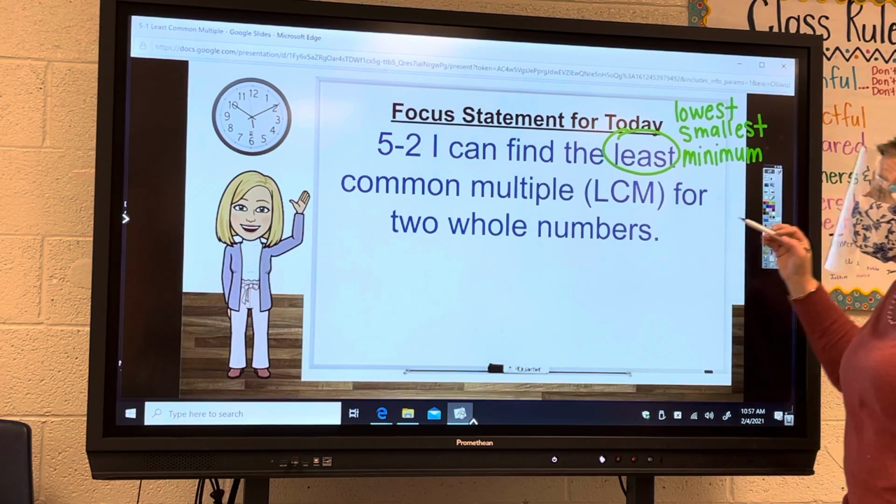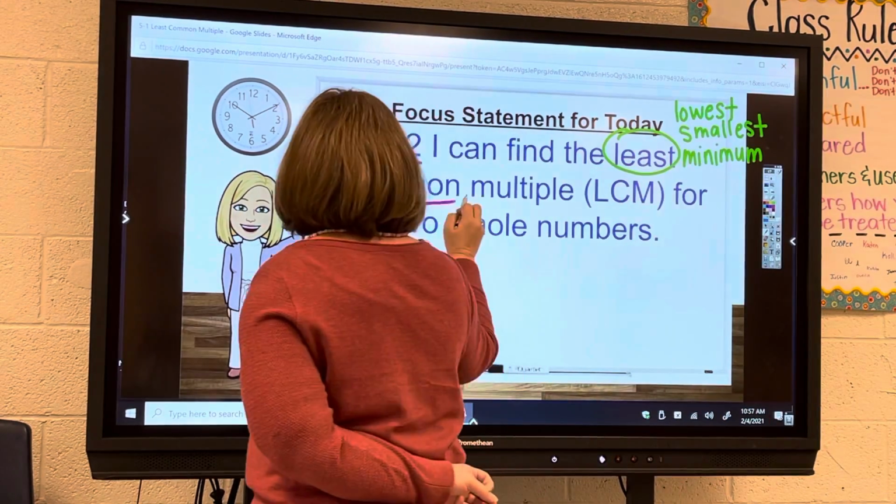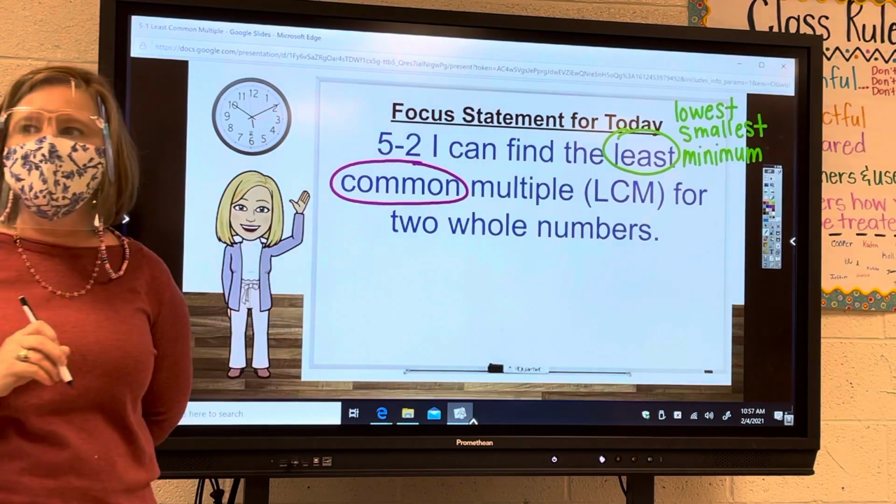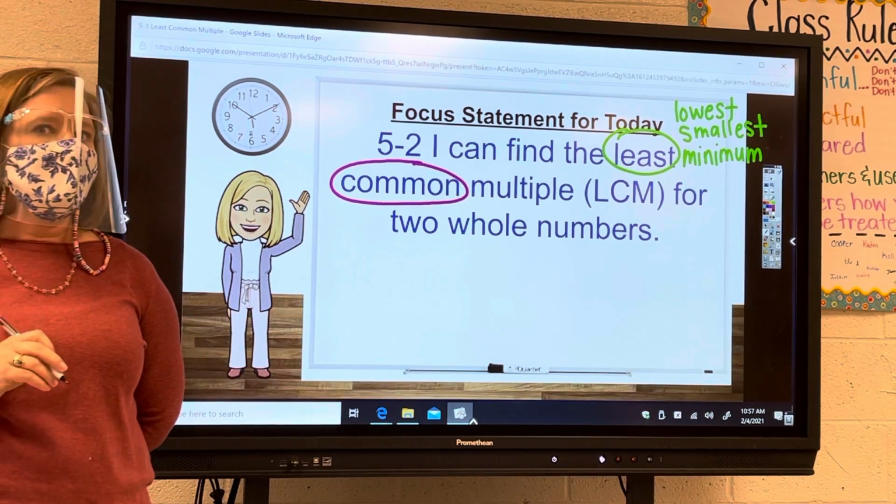Now, we've talked about what the word common means. What does the word common mean?